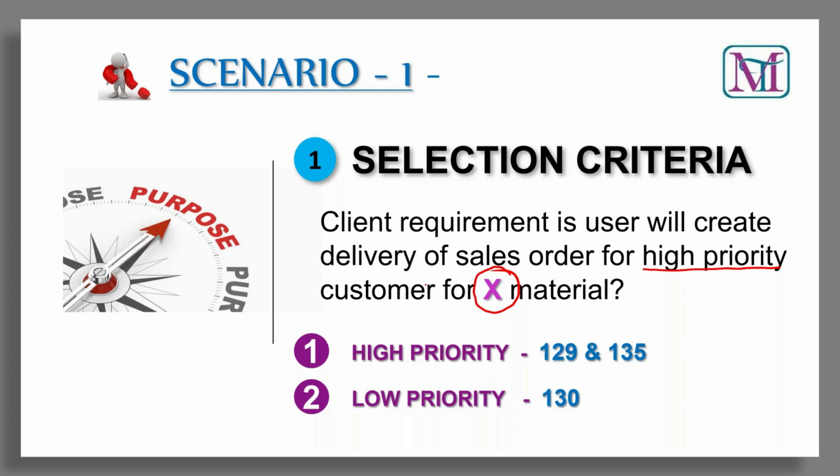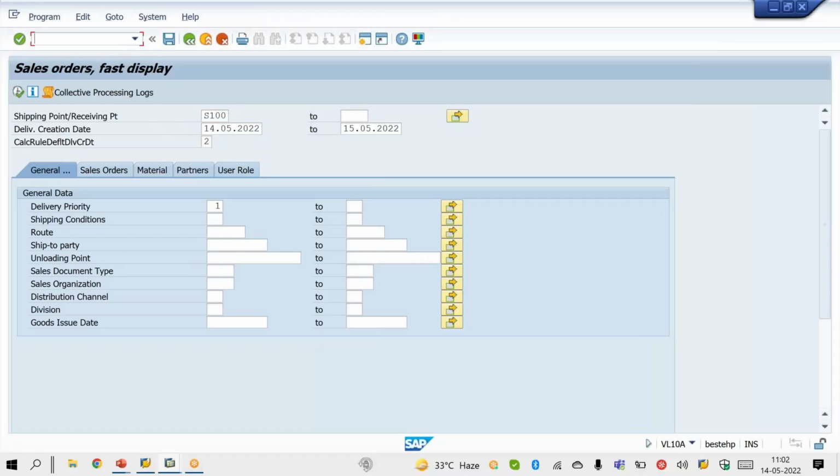So here for high priority customers, I have taken two customer codes. One is 129 and another one is 132. And the low priority customer is 130. So here I'll create 3 sales orders. Then I'll filter with high priority customer sales orders. Then I'll deliver those sales orders by using VL10A, which is the collective process of delivery. Quickly we'll go to the SAP system and check the priority of the customer, because we maintain the delivery priority of the customer in the customer master.